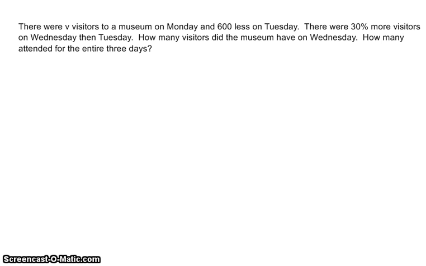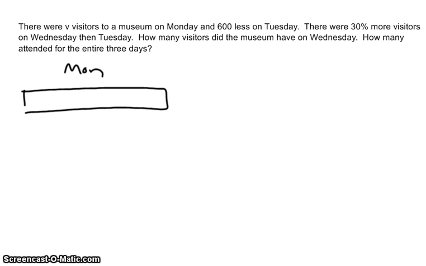Okay, just a couple more left here to help you with this. There were V visitors to a museum on Monday. Okay, so Monday. And I had V visitors. So this whole thing was V. That's how many we had go on Monday. And 600 less on Tuesday.